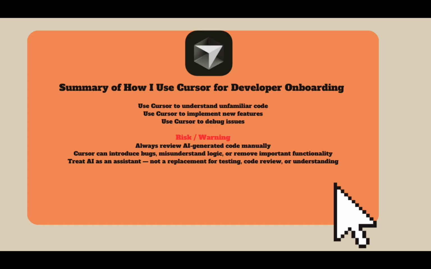So here's how I use Cursor to quickly understand code, add new features, and debug during onboarding. It really speeds up my workflow a lot. As you can see, you can just ask Cursor for everything instead of doing research yourself or keep asking other people. But I always double check AI-generated code because it can introduce bugs. So we treat AI as an assistant, not a replacement for testing, code review, or understanding.